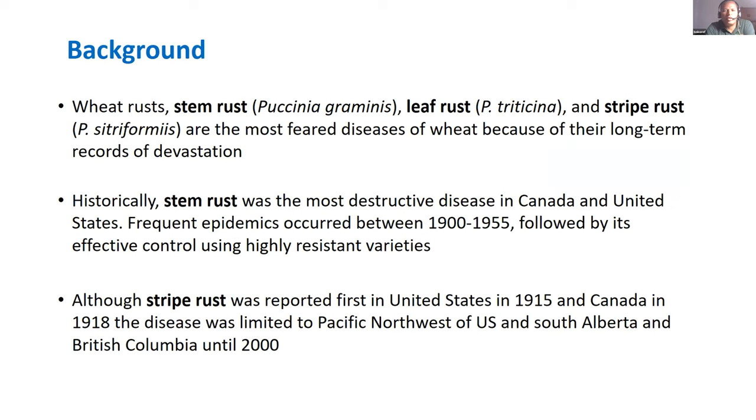So as a background, wheat rusts are the most feared diseases of wheat because of their long-term history in terms of the devastation they caused in wheat. Historically, stem rust was the most destructive disease, for instance, in North America, and frequent epidemics occurred between 1900 and 1955. Thereafter, the use of high-yielding, highly resistant varieties curbed the disease, and it was no longer very important. Stripe rust was reported in the early 1900s in both Canada and the US, but was limited to the Pacific Northwest of the US and southern Alberta and British Columbia until 2000.